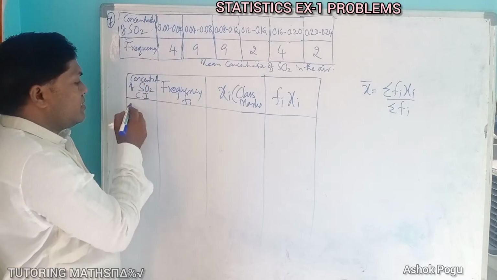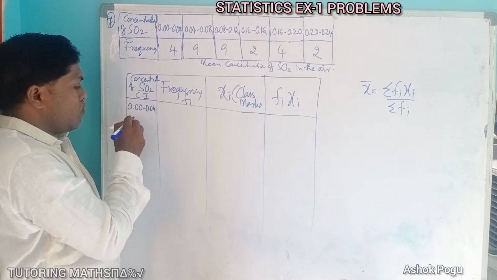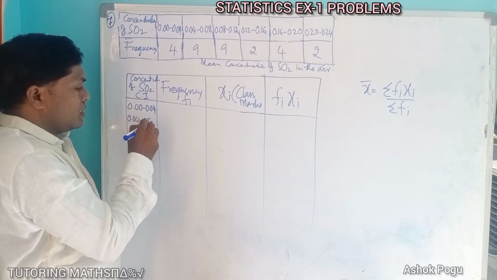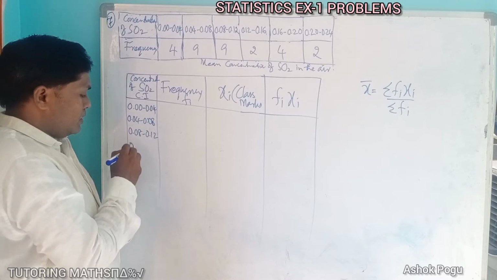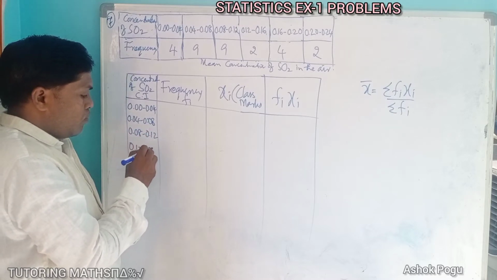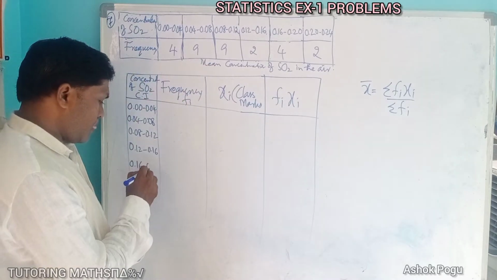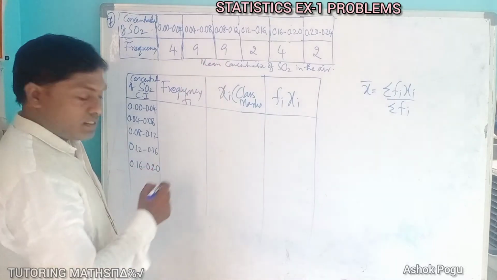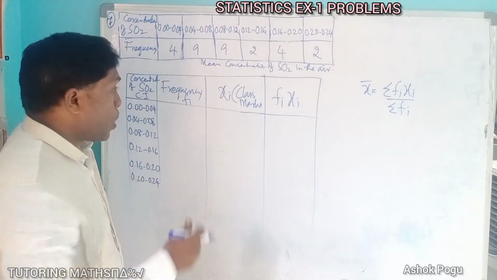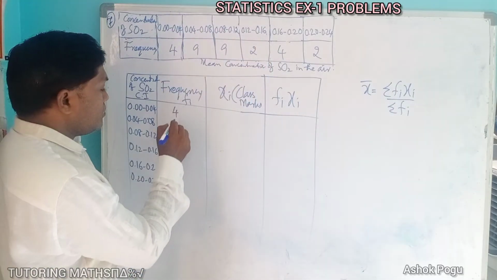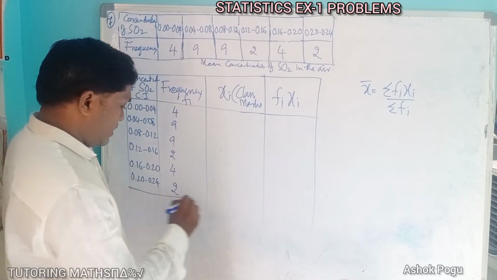Now take these classes: 0.00 to 0.04, 0.04 to 0.08, 0.08 to 0.12, 0.12 to 0.16, and next 0.20 to 0.24. Next, take the frequencies: 4, 9, 9, 2, 4, 2.